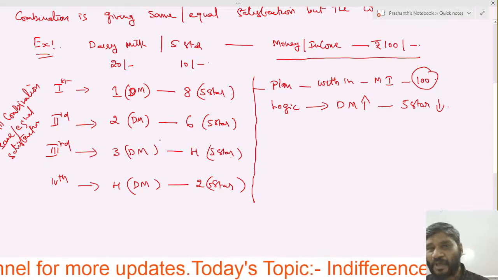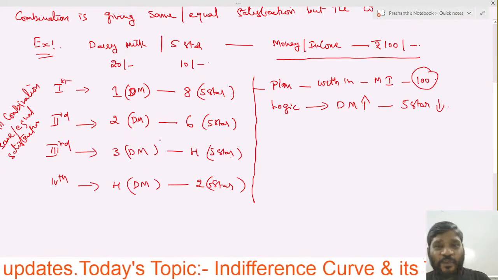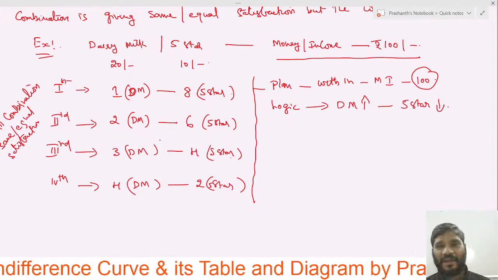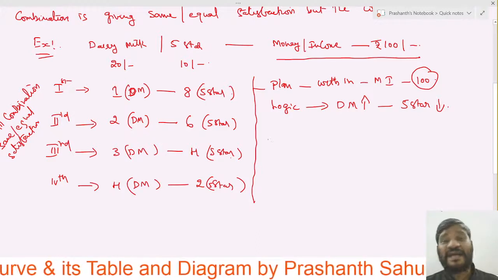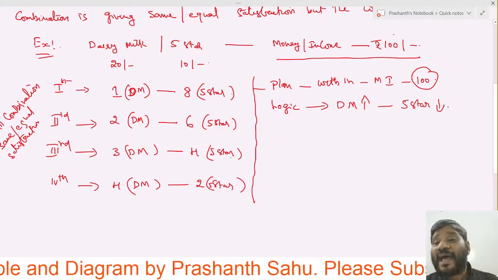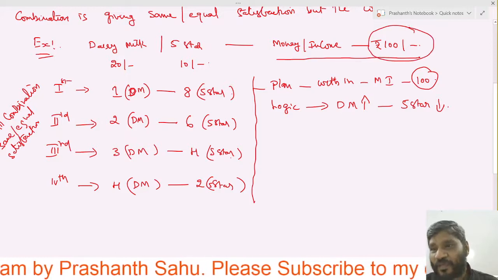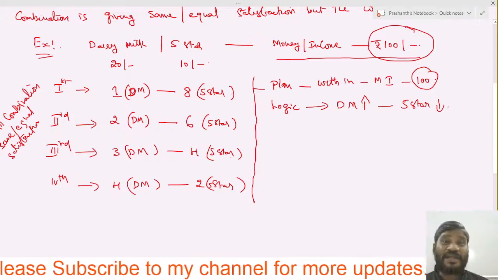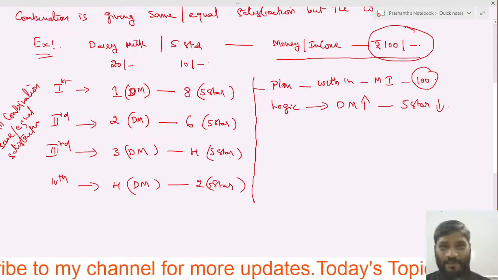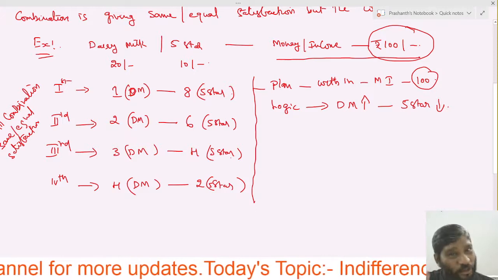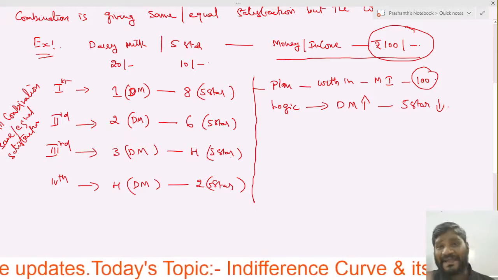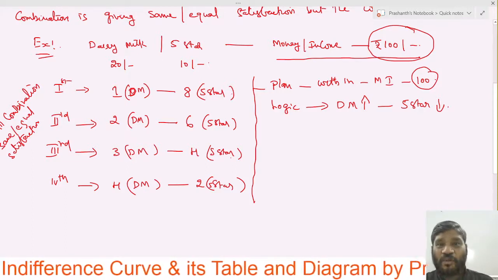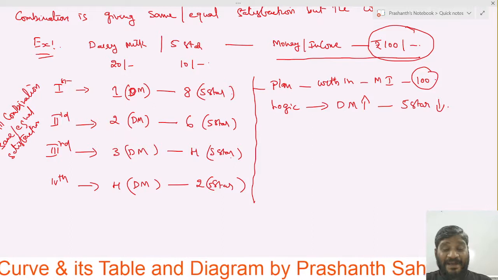Can you tell me why? He can increase both now, both Dairy Milk as well as 5-Star, but he did not do like that. Why? Because there is a reason. What is the reason? He has a limited income, and within that limited income only he has to plan. He cannot plan beyond the income, right? That is why by decreasing one good, he has increased the other good. By decreasing the 5-Star, he increased the Dairy Milk.